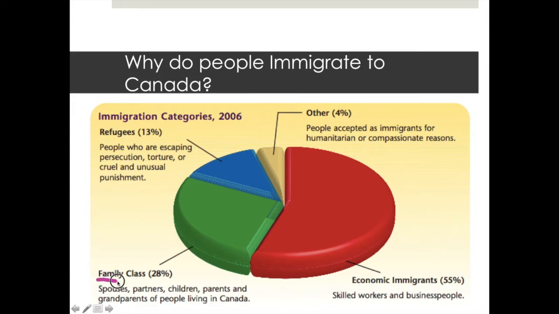We have family class making up 28%, so that's the wives and husbands and partners, children, parents or grandparents of people that are already living in Canada coming over to rejoin their family and live together as one family again here in our country. And then we also have other. So anything that wouldn't fall into those other three categories. And they've given some ideas like humanitarian or compassionate reasons.